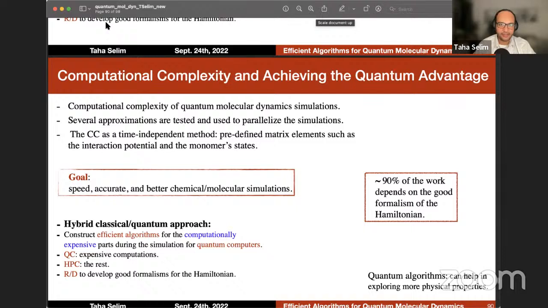Thanks for your question. If I understand it correctly, you are asking how the time-dependent methods compare to time-independent methods, right?